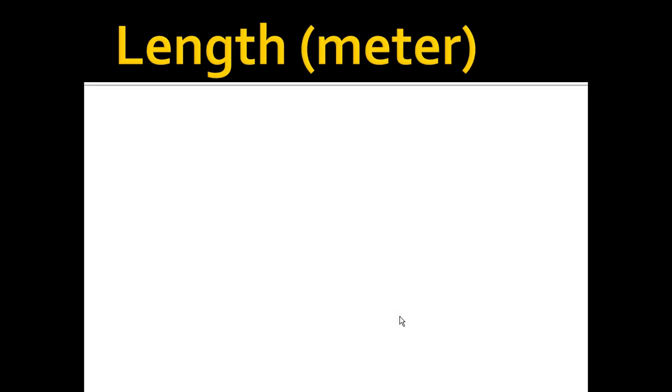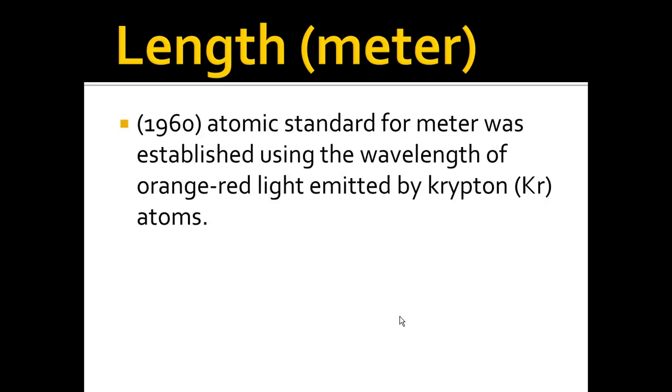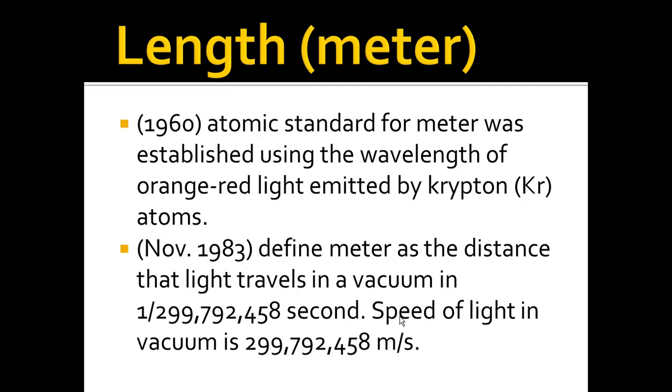Next is the basic quantity length. In the SI system of units, the basic unit attached for the description of length is the meter. The atomic standard for the meter was established using the wavelength of the orange-red light emitted by krypton atoms. This was adopted in 1960. But in November 1983, the meter was again revised in terms of its definition. From 1983 onwards, the meter was defined as the distance that light travels in a vacuum in 1 over 299,792,458 second.